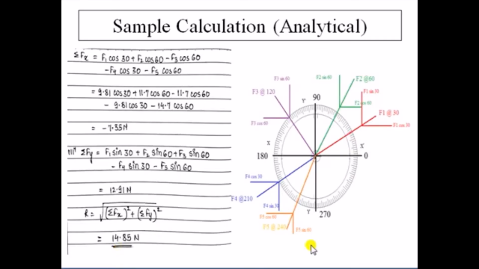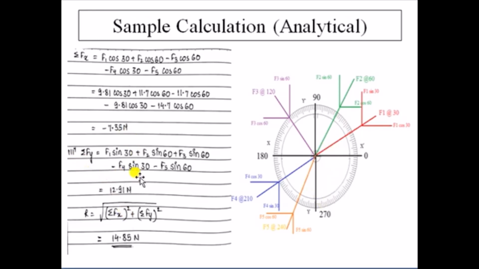As we have to discuss the equilibrium condition, first we will take the summation of all the horizontal forces. So summation of Fx, and then we will consider all the forces in the horizontal direction, which is F1 cos 30 plus F2 cos 60 minus F3 cos 60 minus F4 cos 60 minus F5 cos 60. This is what is represented here. We substitute the values as per the observation table which I showed in the previous part of the video, and we obtain the overall force acting in the horizontal direction, that is summation of Fx, which is minus 7.35 Newton.